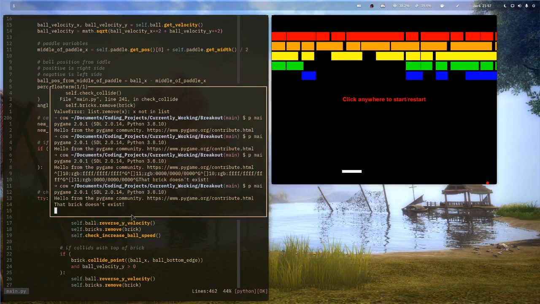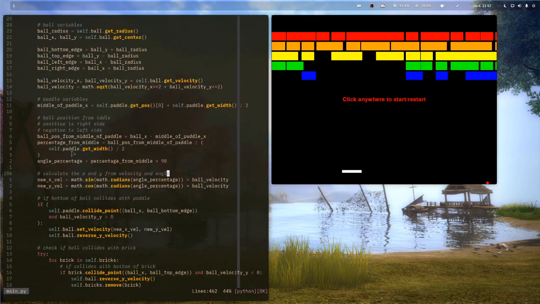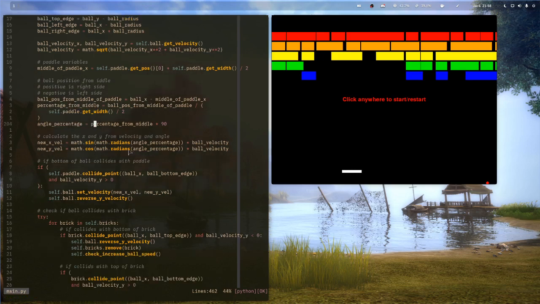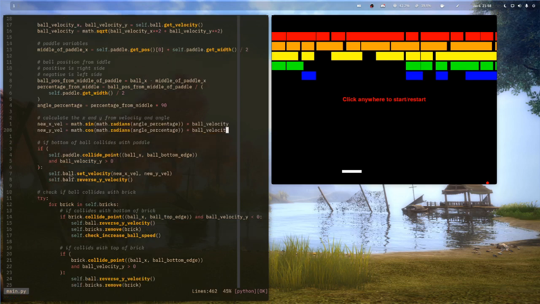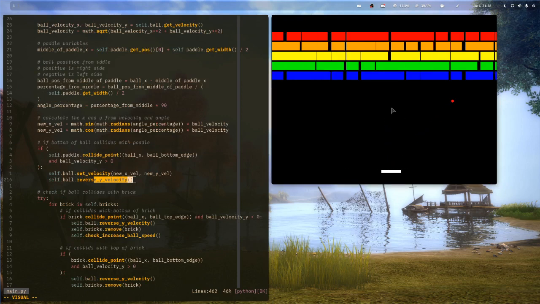So how does this look in our code? It's basically the same thing. We find the middle of the paddle X, and then we get the ball position. We get the distance, which is just the difference between the ball X and the middle of the paddle X. We get the percentage from the middle, then we get our angle. Then our new X is going to be sine theta multiplied by velocity. Our Y is cosine theta multiplied by velocity. Then we plug that in, we reverse the Y velocity, and we get our game. That is the ball collision method.